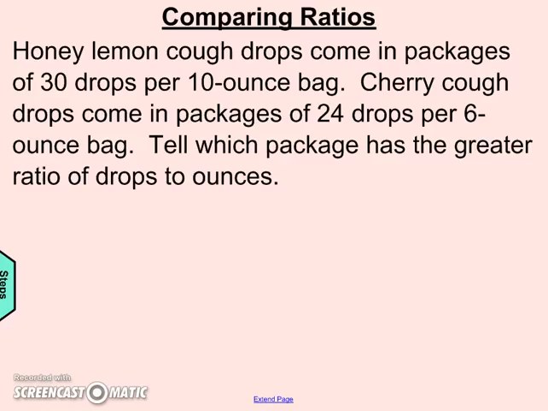All right, so comparing some ratios. In this case, we want to figure out which one is bigger than the other, or which one is smaller. Honey lemon cough drops come in packages of 30 drops per 10-ounce bag. Cherry cough drops come in packages of 24 drops per 6-ounce bag. Tell which package has the greater ratio of drops to ounces. Okay, drops to ounces. And that is important, by the way, drops to ounces. They're telling us the order here.